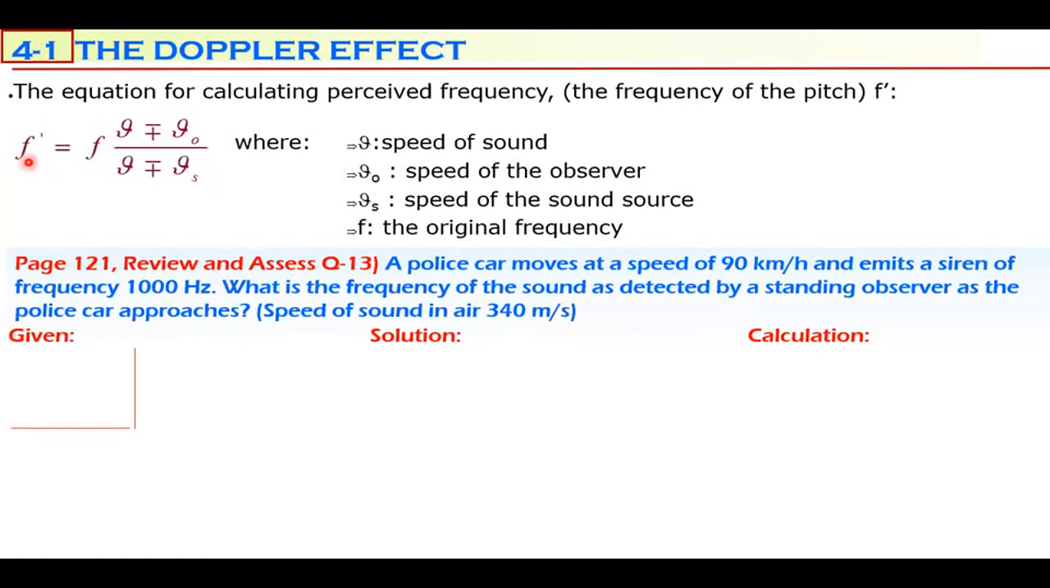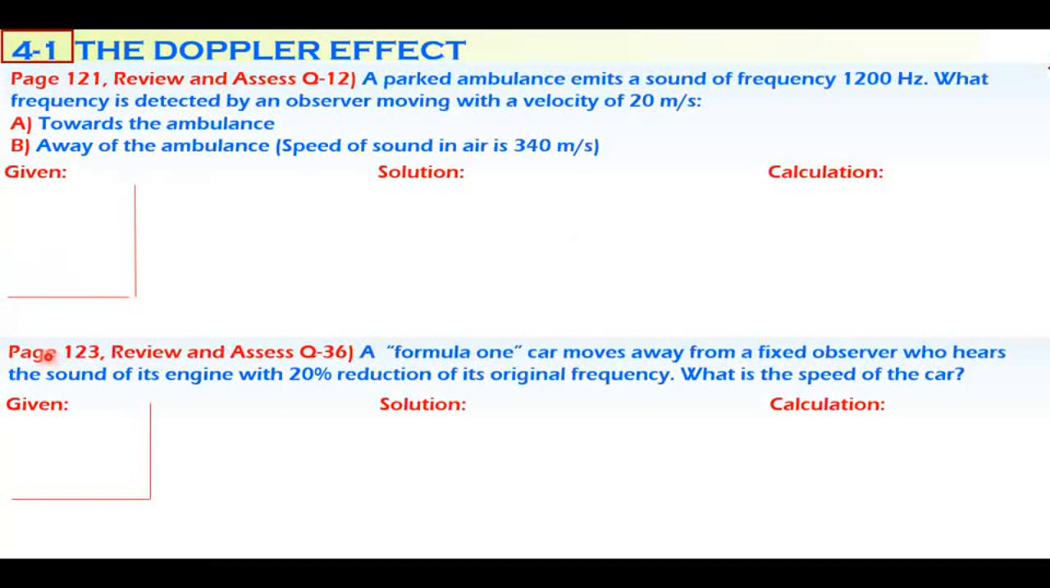To make f prime greater, you should make the denominator smaller. To make the denominator smaller, you should subtract them. That's why your equation for this question will be v minus v source, or v minus vs. So the denominator will be smaller, and a smaller denominator will let f prime be greater. Such logic can be used to solve these problems. There are other problems here, and all are going to be solved with the same method.